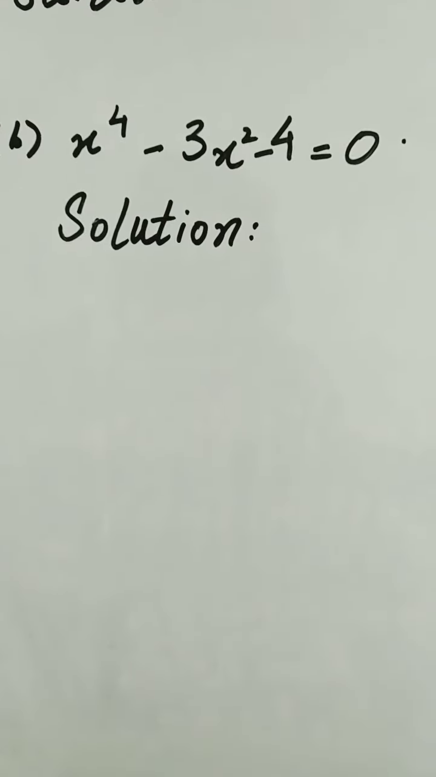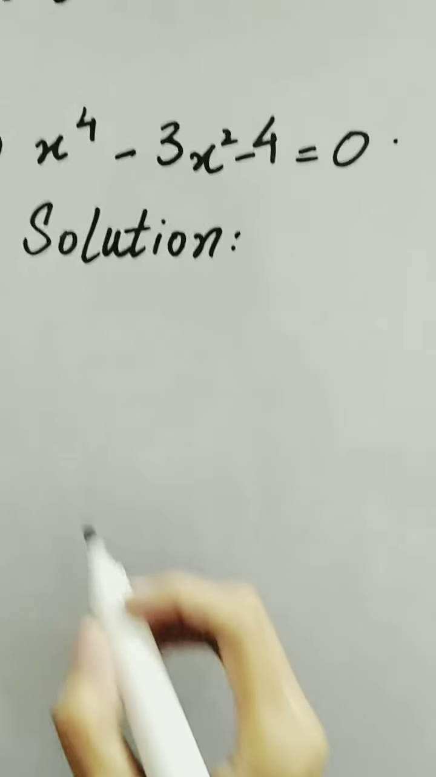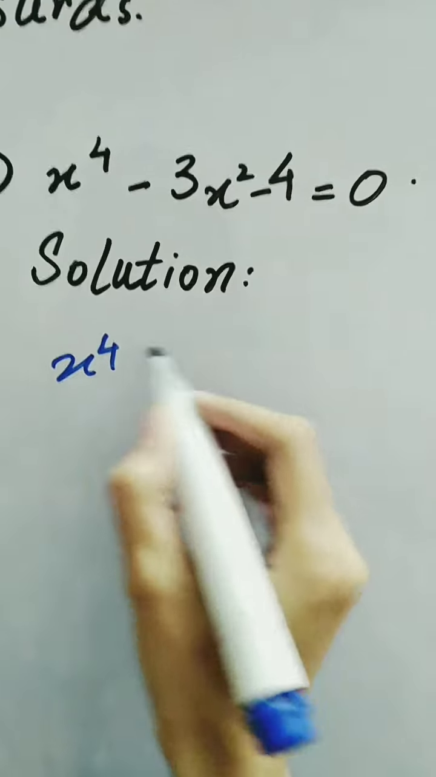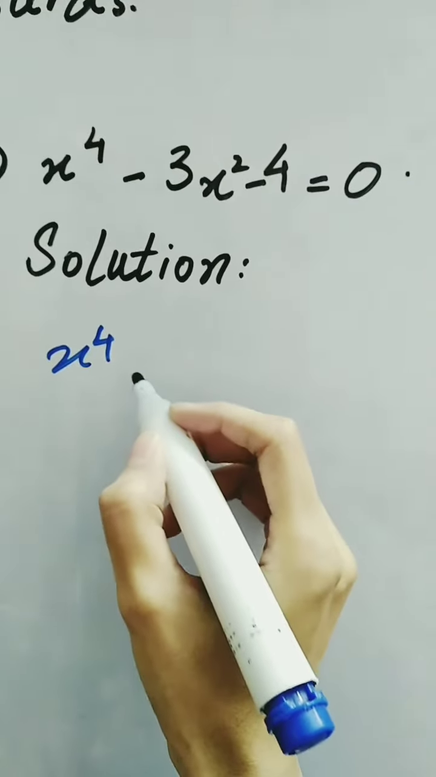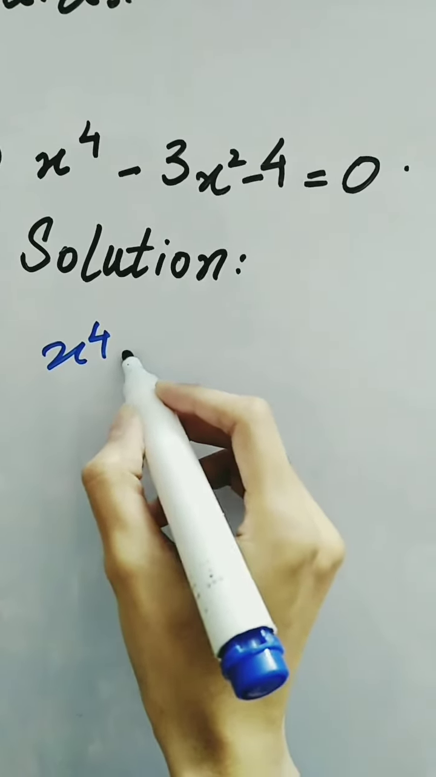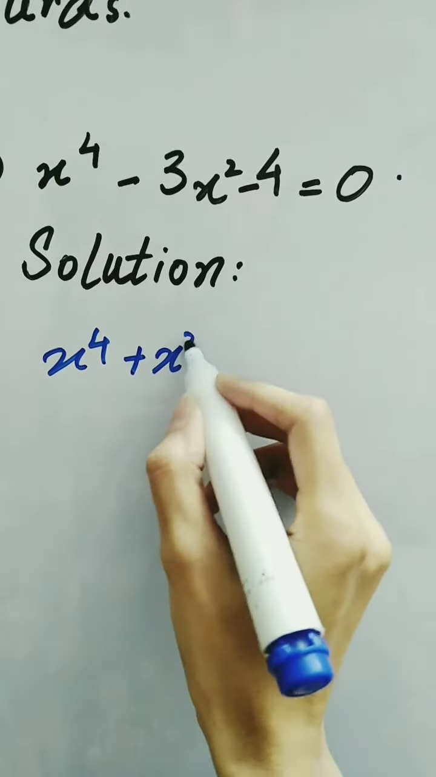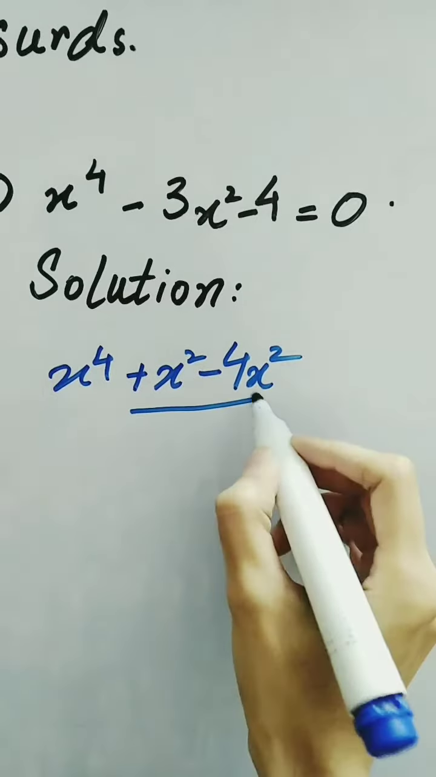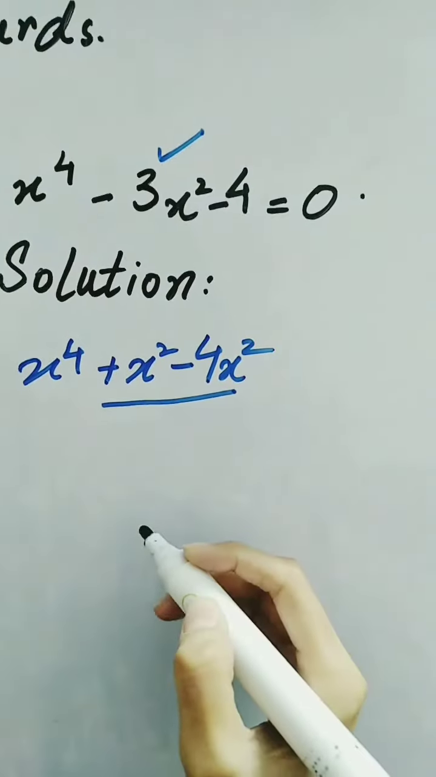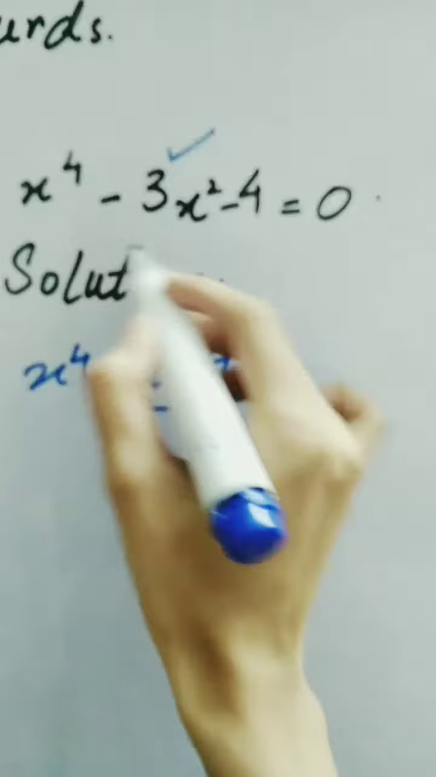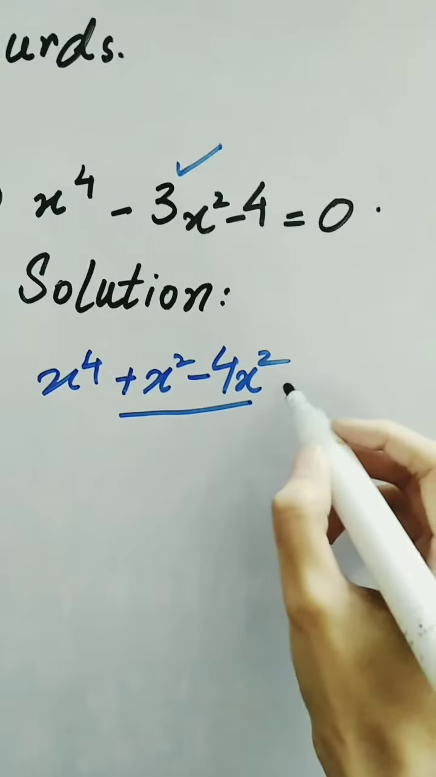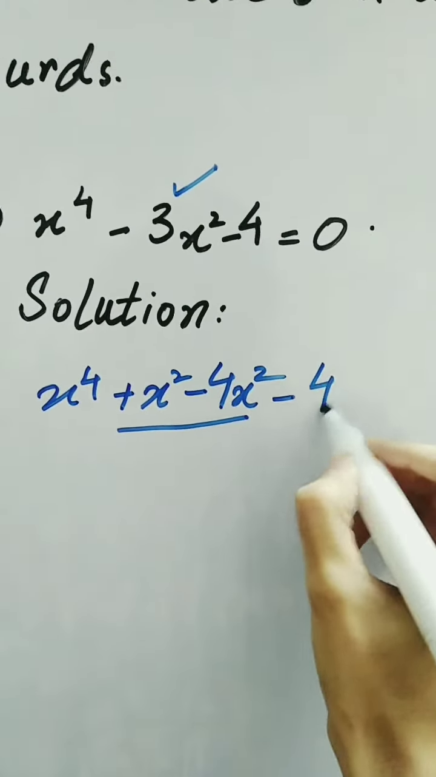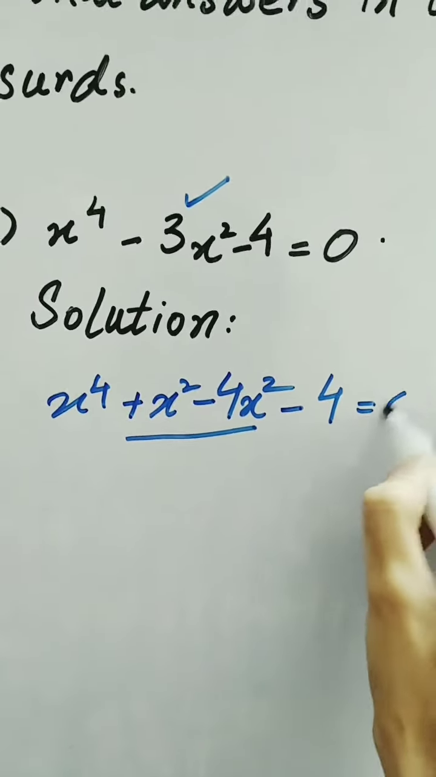Here is another question. X power 4 minus 3x square minus 4 is equal to 0. In order to factorize it, we simply do one thing. If we take plus x square and minus 4x square, then this expression is equivalent to minus 3x square. So we have broken this middle term into plus x square minus 4x square in order to get the factors.